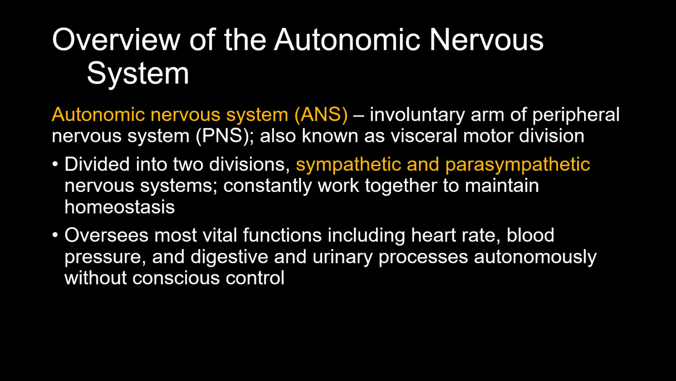Reviewing, you guys should remember this stuff. The autonomic nervous system, or ANS, is the involuntary arm of the PNS, the peripheral nervous system, also known as the visceral motor division. It is divided into two separate systems, the sympathetic and the parasympathetic nervous systems, and they constantly work together to maintain that homeostasis. These are what are going to oversee your most vital functions like heart rate, blood pressure, digestive system, urinary process, and these autonomously operate without any conscious thought. There's no thought put into these actions.